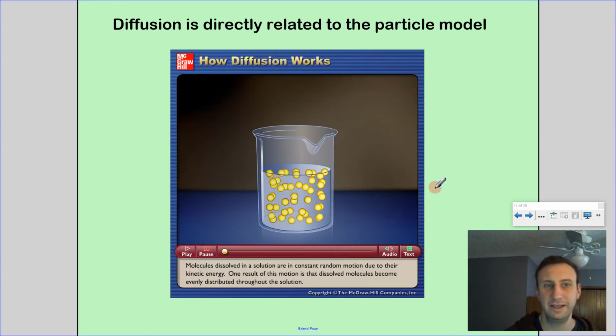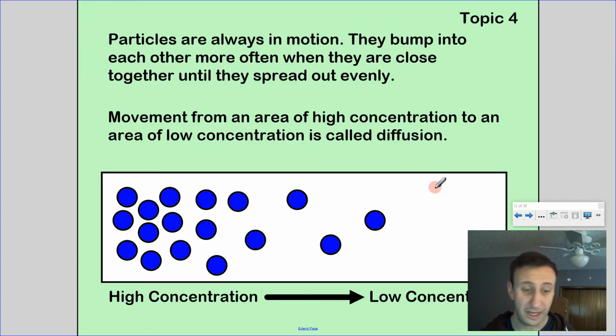But diffusion is directly related to the particle model of matter. We talked about the particle model of matter in chemistry. This really applies to this as well because it's based on the fact that particles are constantly moving around. And you hopefully remember that point from the particle theory of matter, and that as temperature increases, particles are moving more. So particles are always in motion. They bump into each other more often when they are close together until they spread out evenly. Movement from an area of high concentration to an area of low concentration is called diffusion.